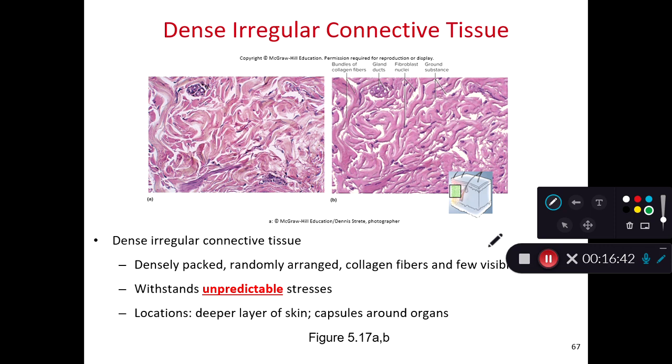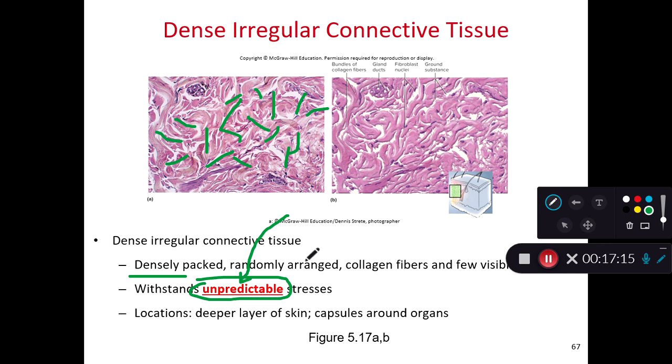We also have dense irregular connective tissue. In this instance, the collagen fibers are oriented in many different directions all at the same time, and they're going to be very densely packed. Because these fibers are so randomly organized, the tissue can withstand a lot of unpredictable stress, which is another way of saying that it can resist tension from any given direction. It's really good at resisting pulling, tugging, twisting forces.